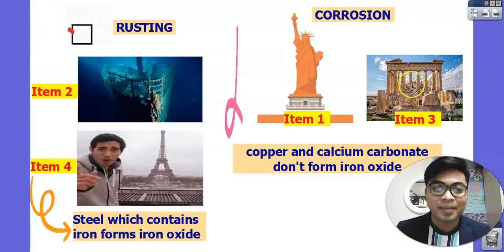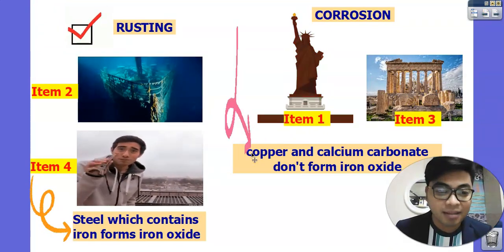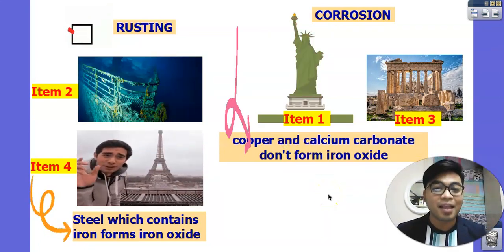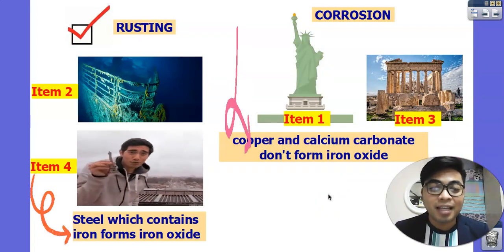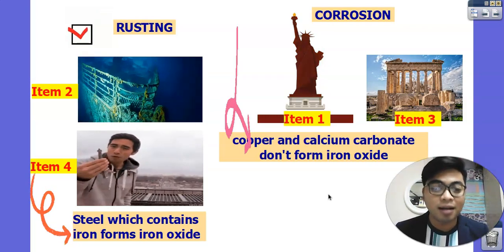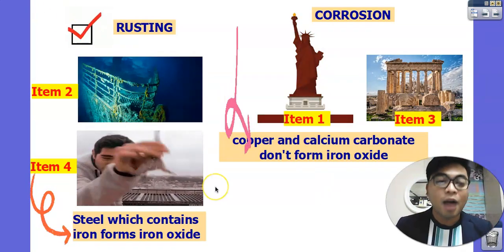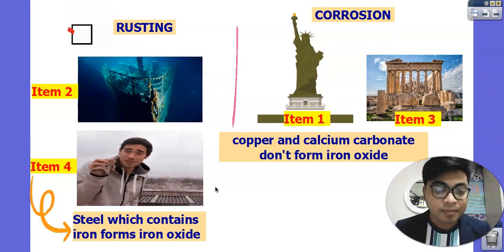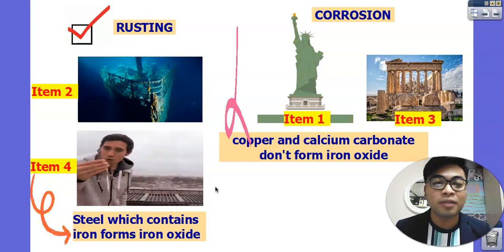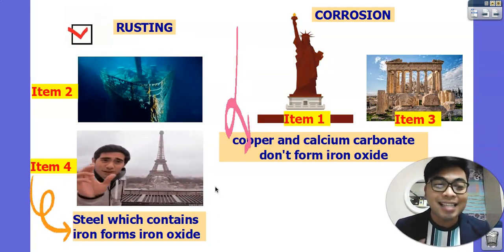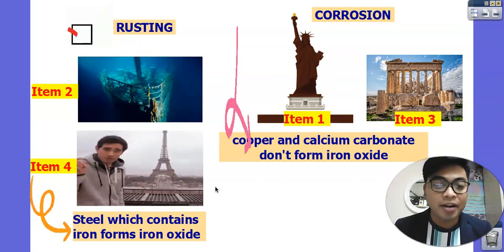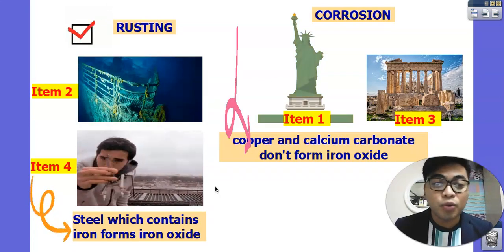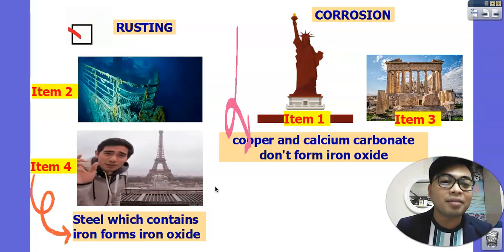So let's see. Only item 2 and 4 form rust. Item 1 and 3 do not form rust. The question is why? Look at the caption. Steel contains actually iron, so once it's exposed to oxygen, it forms iron oxide. However, item 1 and 3 do not contain any iron. Item 1 contains copper. Item 3 contains calcium carbonate, and they do not form iron oxide. So remember, rust is iron oxide, and only those which contain iron form iron oxide or rust. So item 2 and 4 form rusting. However, 1 and 3 do not rust.